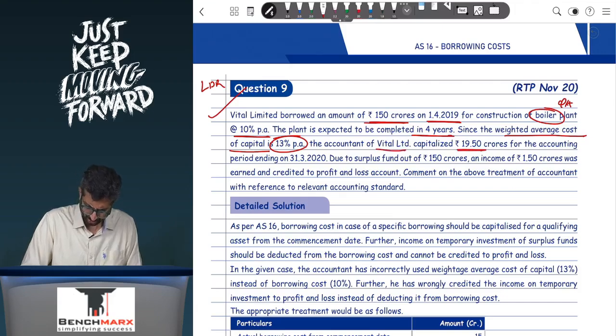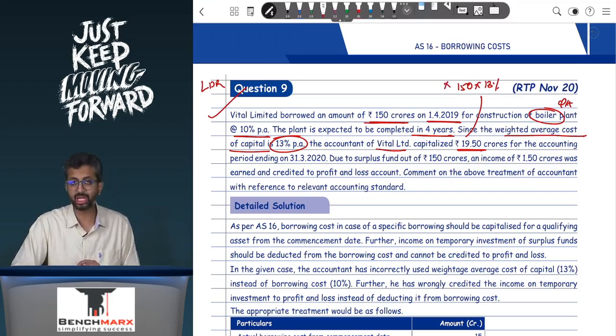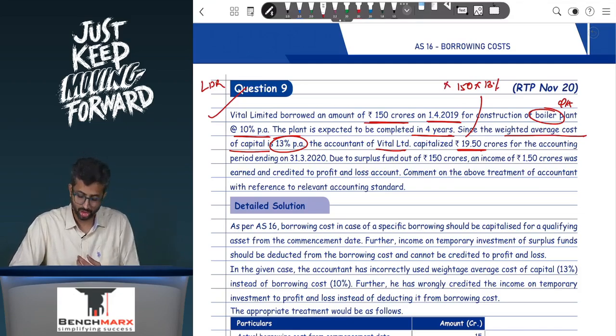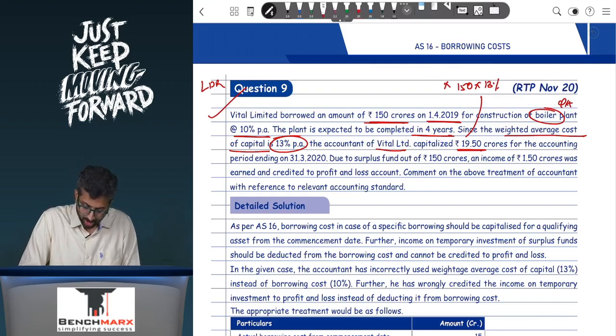Now, how did they calculate 19.5? They must have taken 150 into the WACC of 13%. That comes to 19.5. But this is clearly wrong. Why? Because capitalization does not happen based on WACC. It actually happens based on your borrowing rate, which I think over here is 10%. For the accounting period ended 31st, so Vital capitalized 19.5 crores for the accounting period ended 31st March 2020.